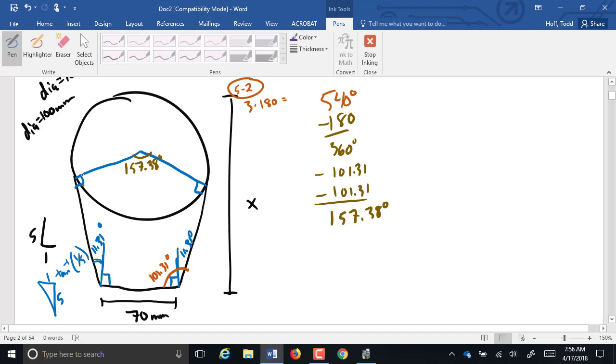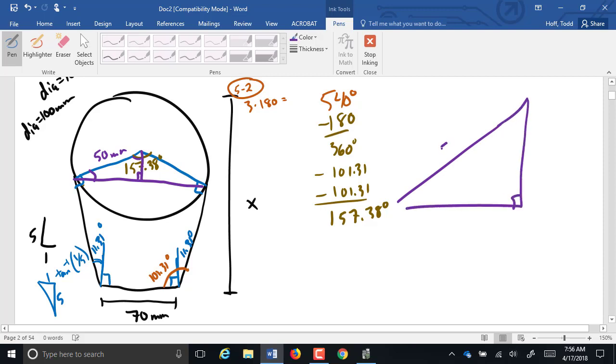Now we can cut this thing up a little bit. I'm going to cut this across here, down here. That makes this angle here, of course, this is 50 on this hypotenuse. I'm going to redraw that triangle. This being my 50 millimeters. This angle up here is half of the 157. So that's going to be 78.69 degrees. Half of 157.38.